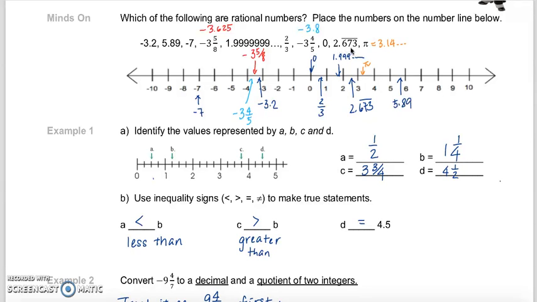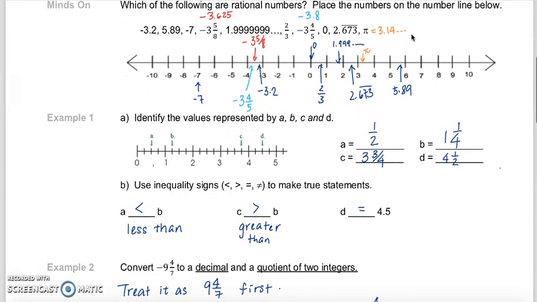These numbers that we've listed so far are all rational numbers, because any of these numbers can actually be written as a division of two integers. In other words, they can be written like an improper fraction. The only number on this list that cannot be written in that form is pi. So pi is the only irrational number in this list. Okay?